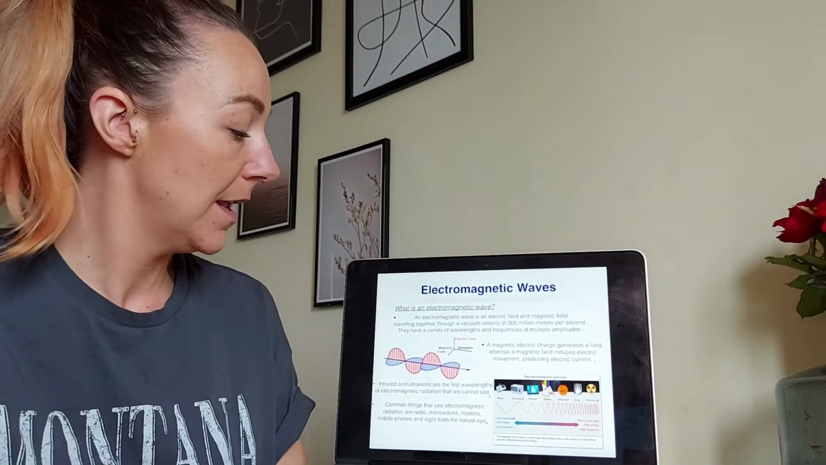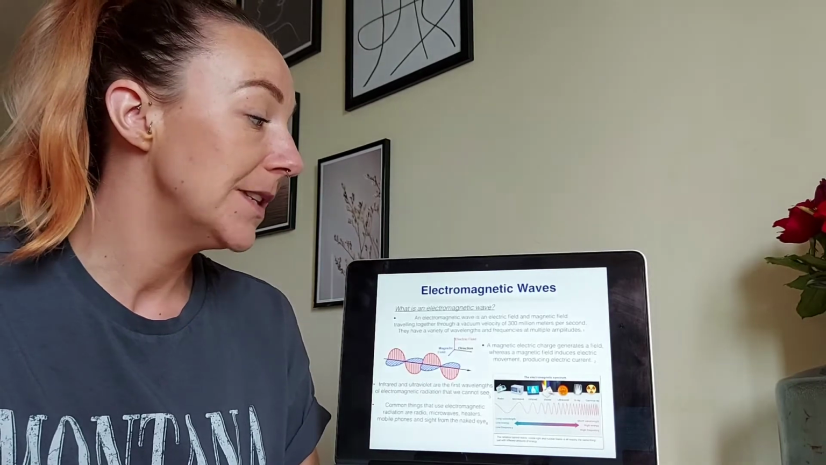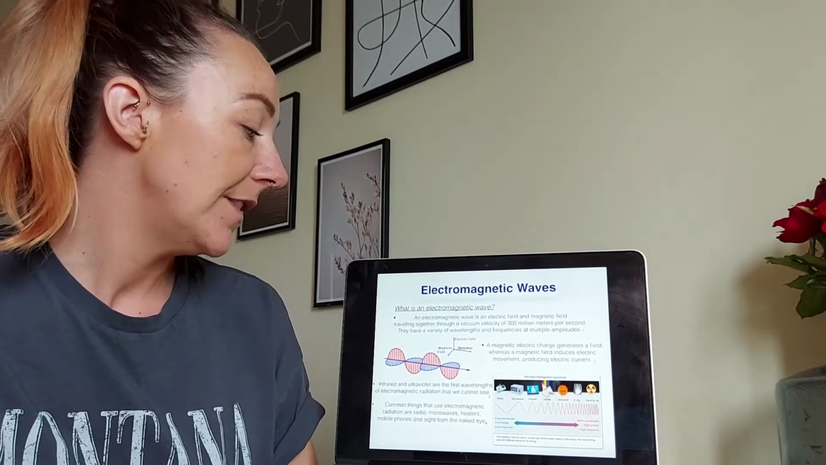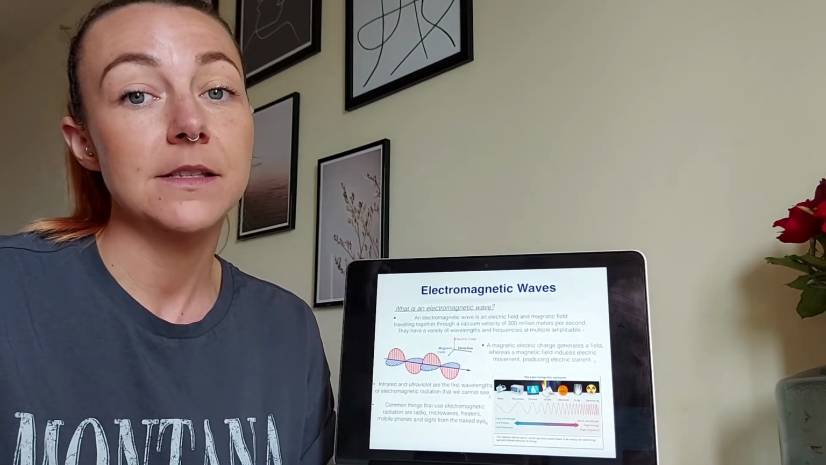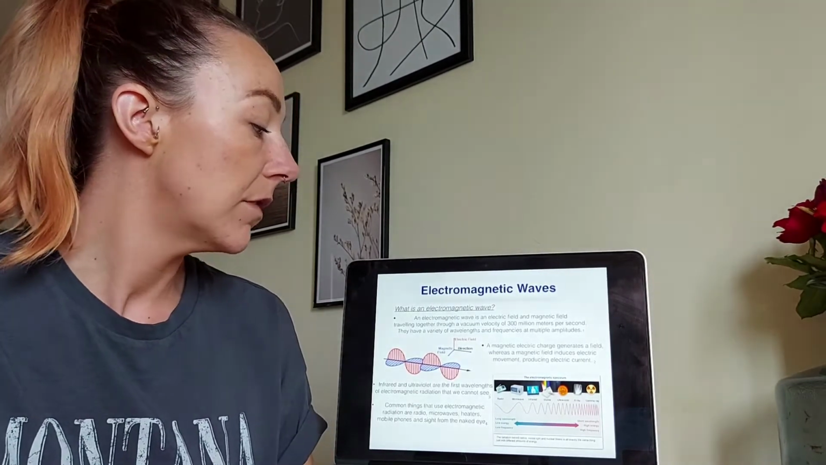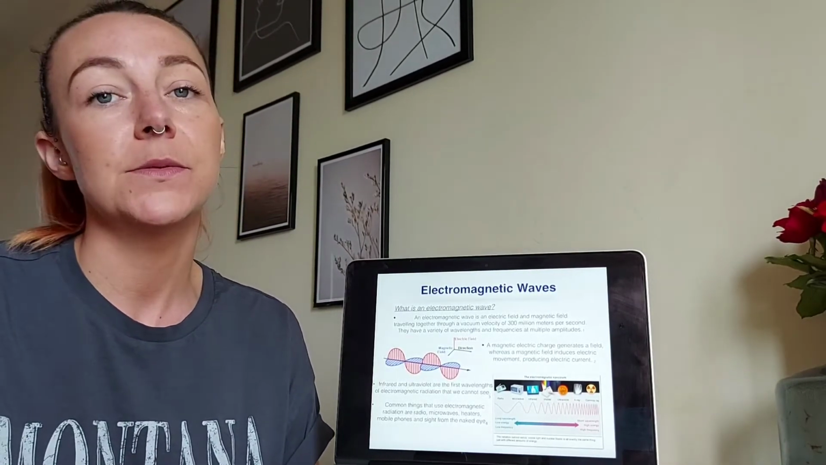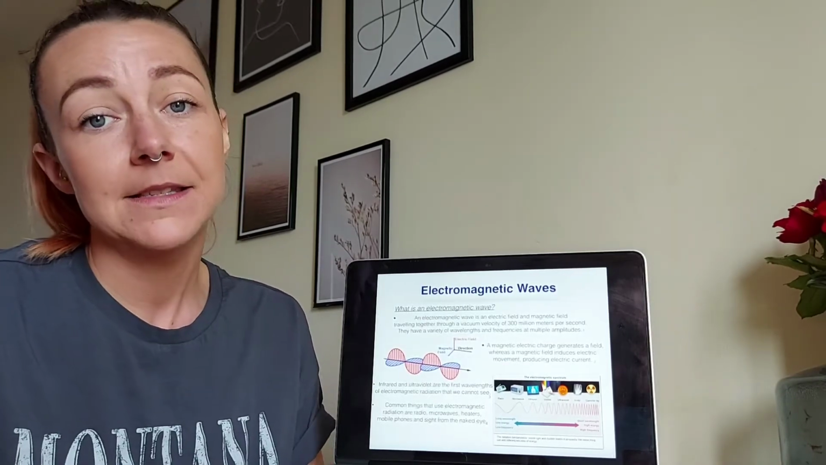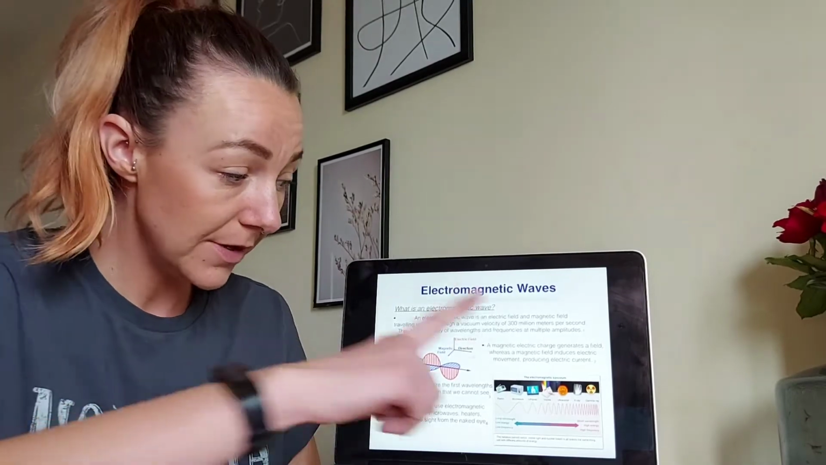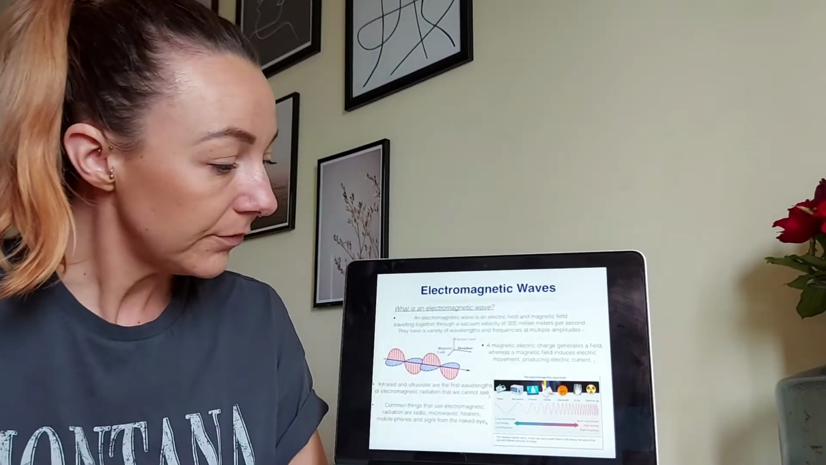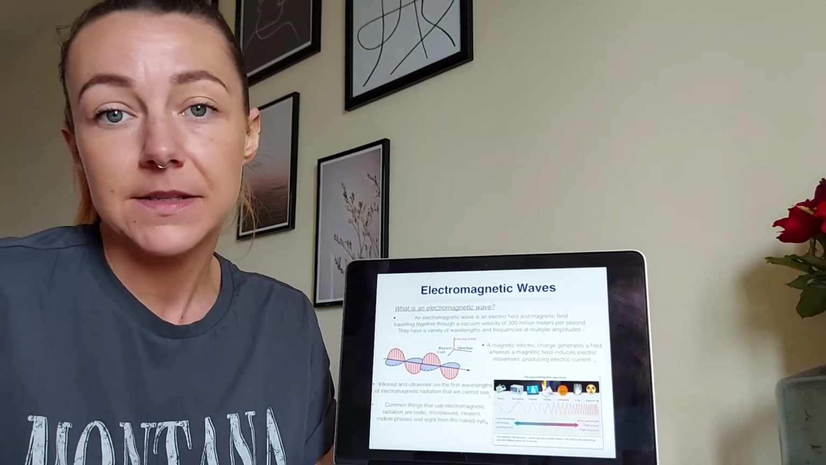Electromagnetic waves. An electromagnetic wave is an electric field and a magnetic field travelling together through a vacuum at a velocity of 300 million meters per second. They have a variety of wavelengths and frequencies at multiple amplitudes. Our human eye has developed to detect a small band of these wavelengths in the centre of the spectrum, as we can see just here. We detect different wavelengths as different colours.